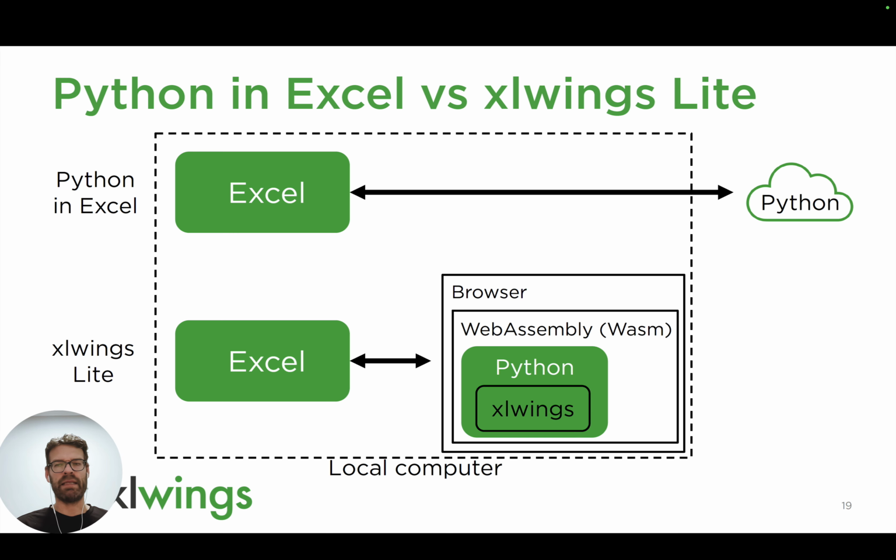As you can see schematically, Python in Excel depends on the cloud, so you really do send all the data to Microsoft, they compute it in the cloud and then send back the results, whereas xlwings Lite runs entirely on your own computer.